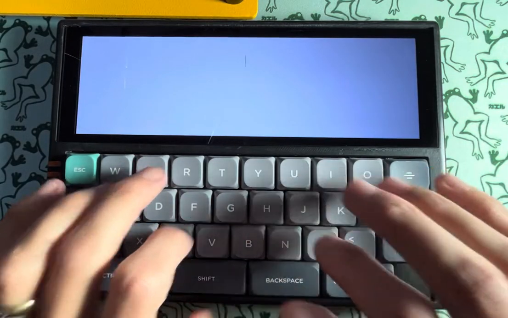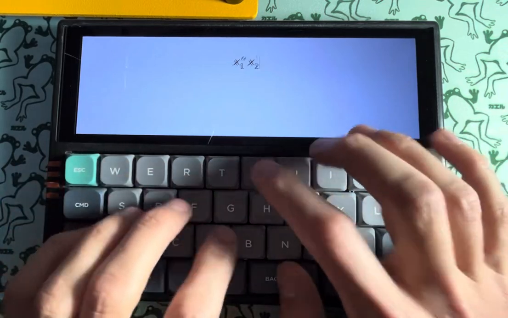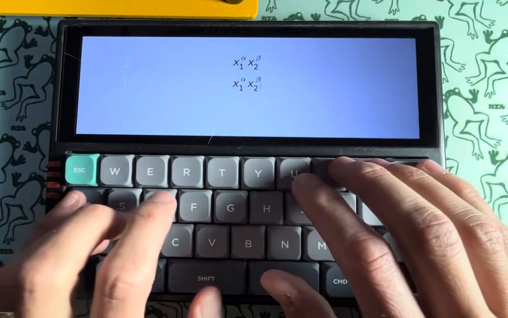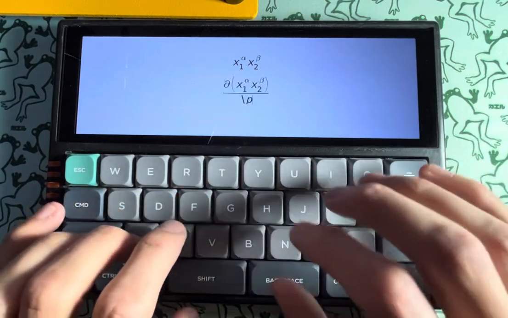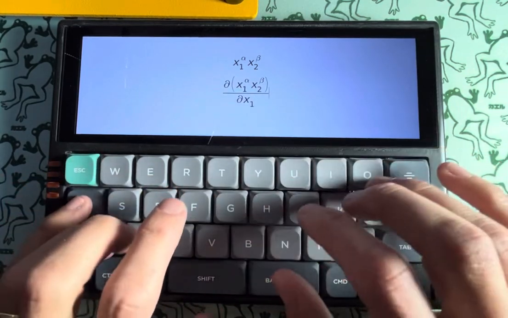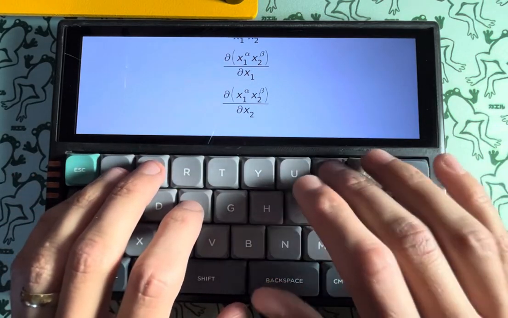Let's do a little bit of calculus here on the QAZ term. Suppose I have the function x1 to the alpha times x2 to the beta, and I want to take the derivative of that with respect to x1, and I also want to take the derivative of that with respect to x2.